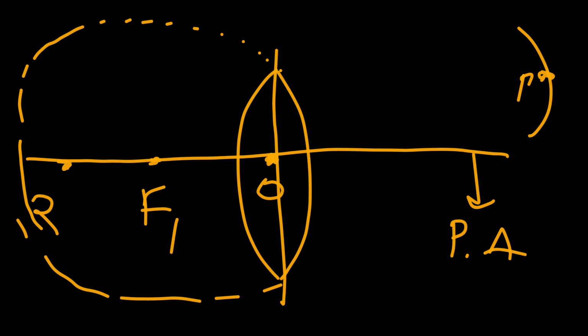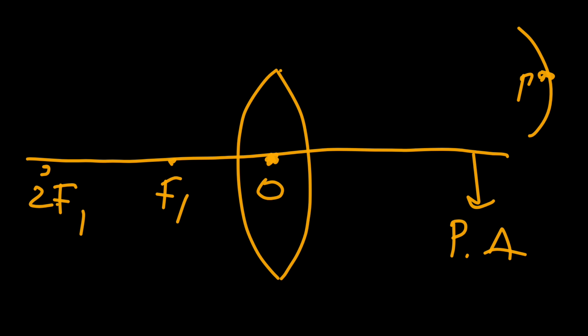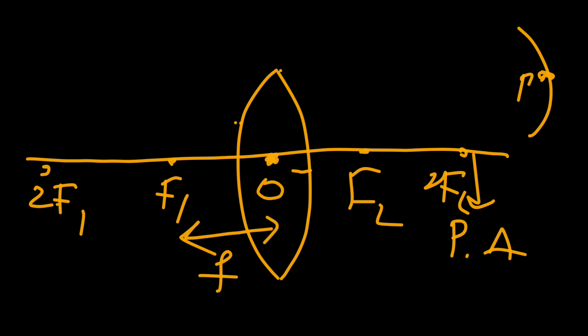So which means every convex lens has two focus points, two centers of curvature: f1 and 2f1, f2 and 2f2. f1 and 2f1 belong to this surface, f2 and 2f2 belong to this one. Did you get my point? Very good. Now, the distance from optical center to f1 is small f, which is nothing but focal length. Optical center to f2 is also small f, focal length. Just the same thing.